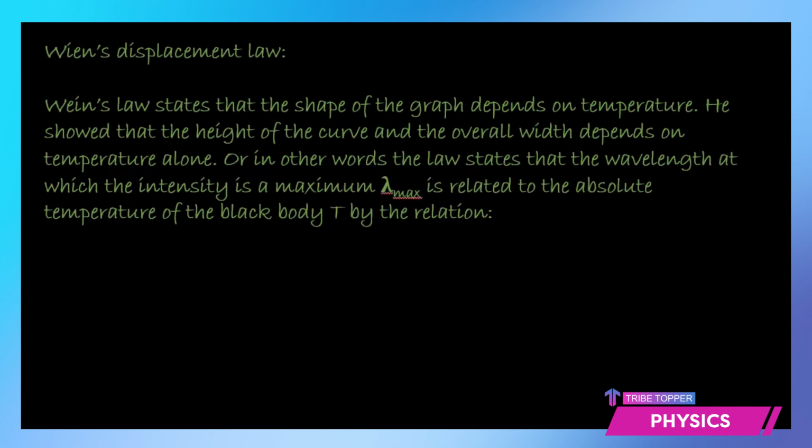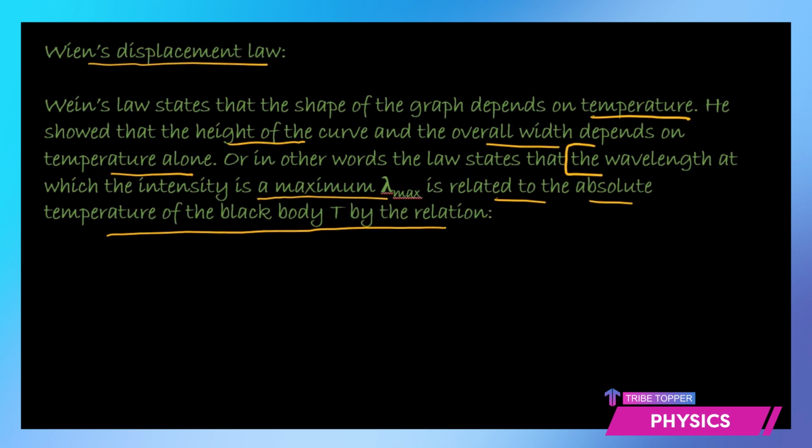Another important thing which talks about the wavelengths and the intensity is Wien's displacement law. This law tells us that the shape of the graph depends on temperature. He showed that the height of the curve and the overall width depend on the temperature alone. So what is the statement of Wien's displacement law? It states that the wavelength at which the intensity is a maximum is related to the absolute temperature of the black body by this relation: lambda max is equal to B times T.